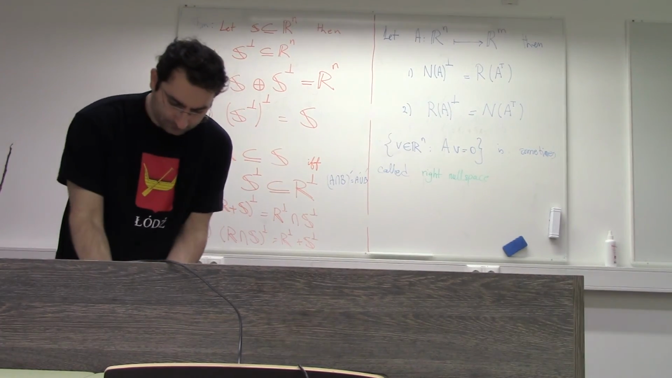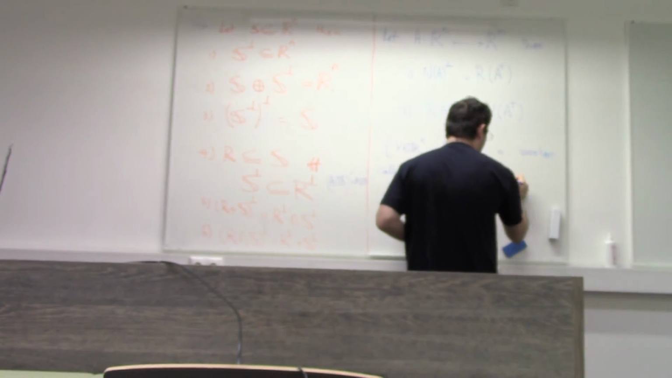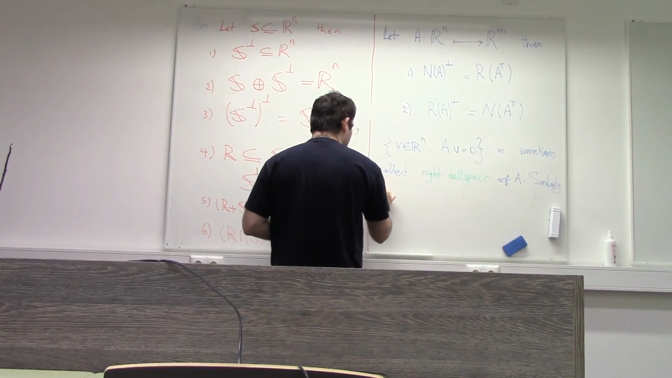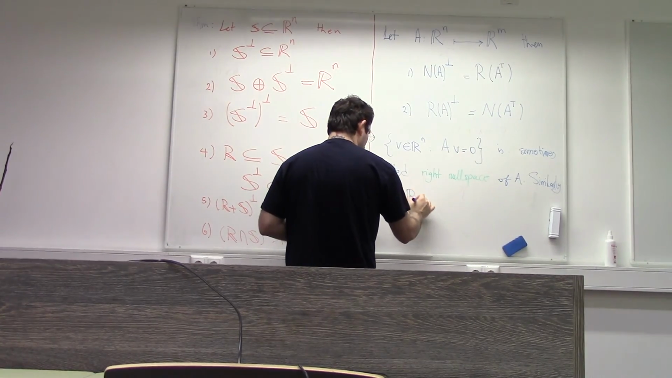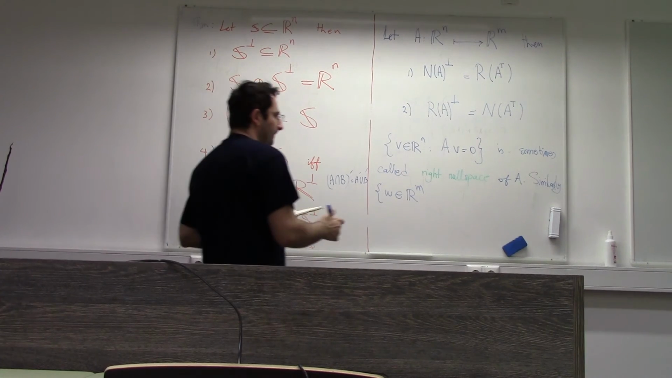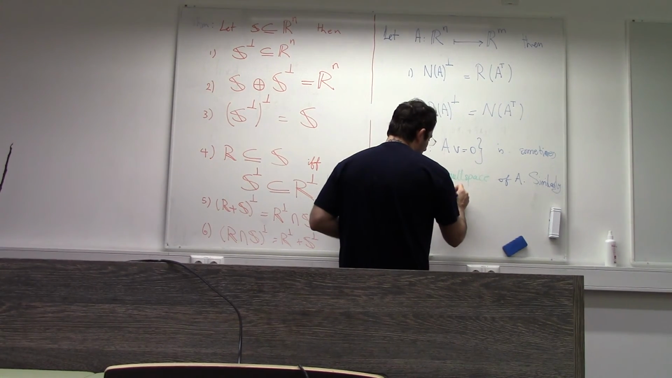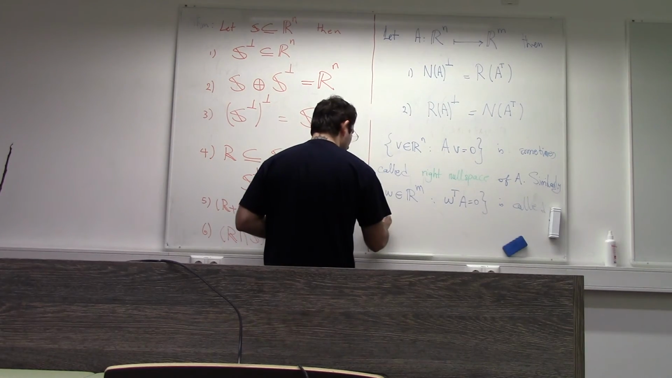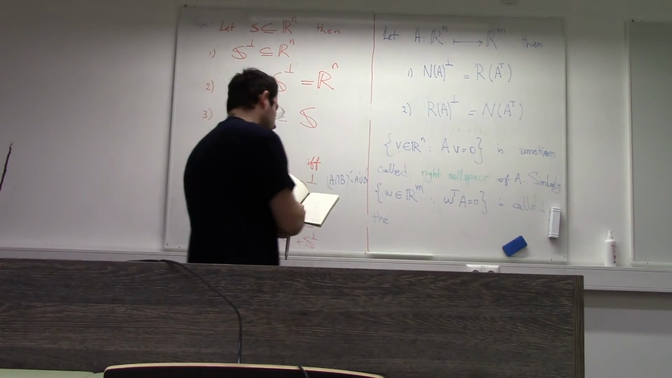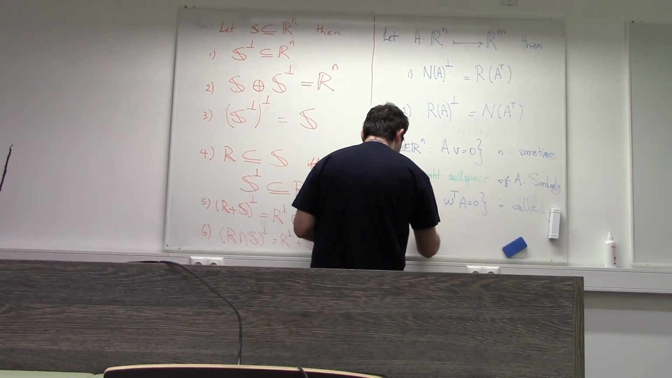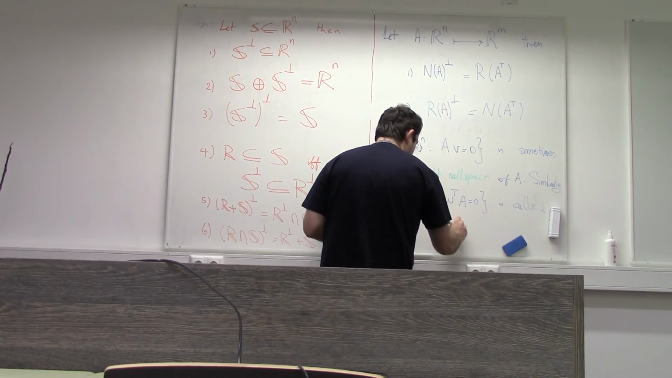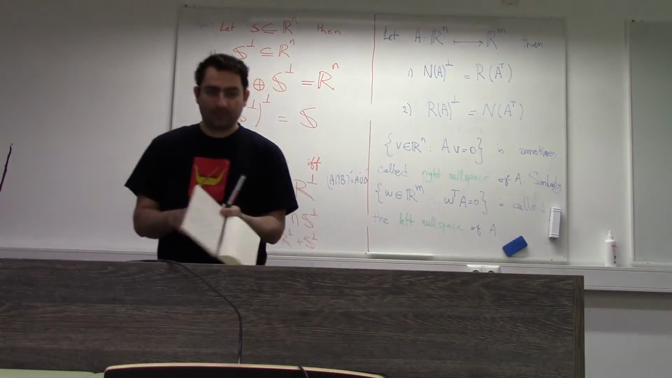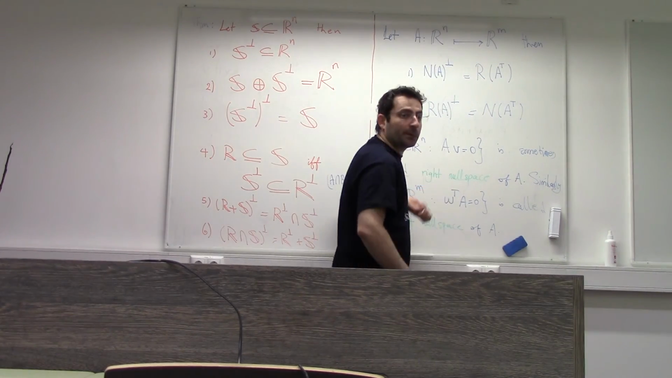W's belong to Rn in a form that W transpose A is equal to 0 is called the left null space of A. Why is it left? Because look, W is multiplied from the left.